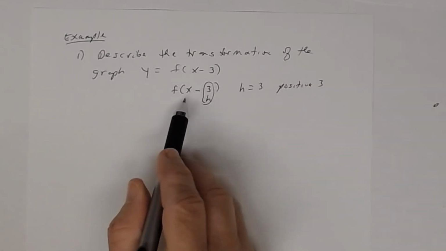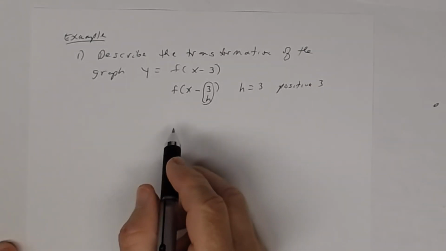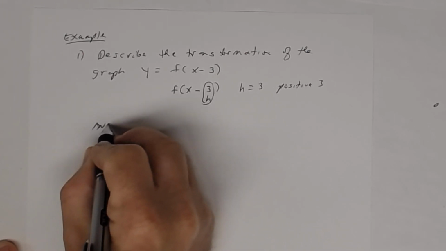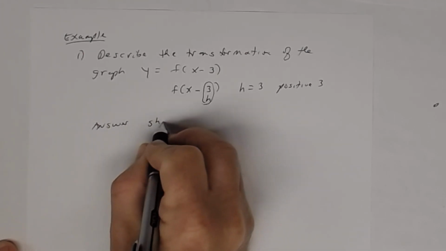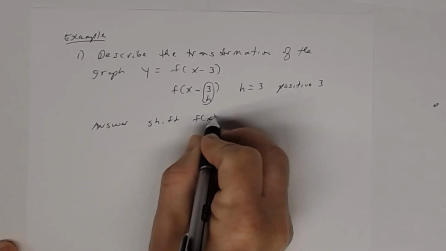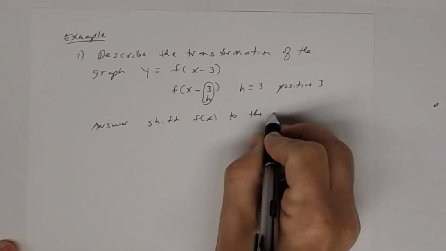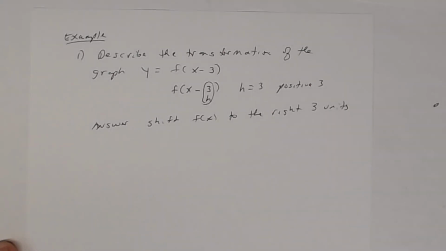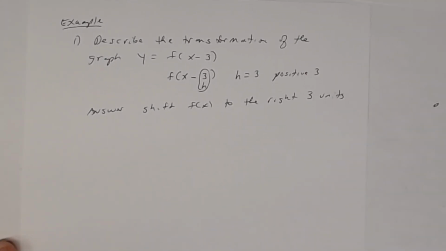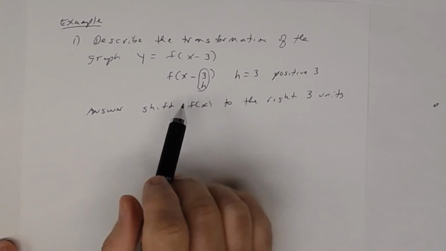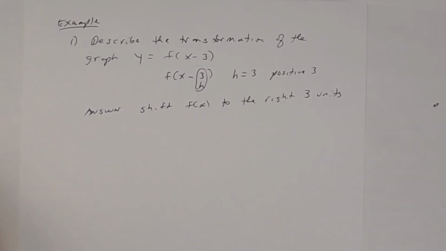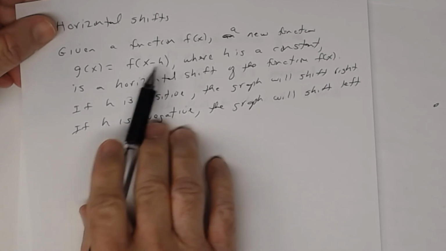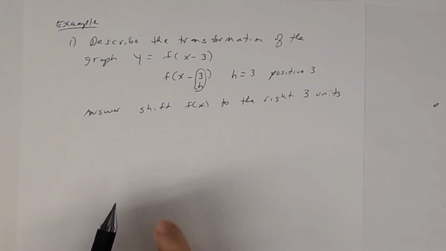So the effect is this. So the answer: we would shift f of x to the right 3 units. So that's what that does. It shifts to the right 3 units. So it's important you think of this notation right here, f of x minus h. All right, so let's look at this example.